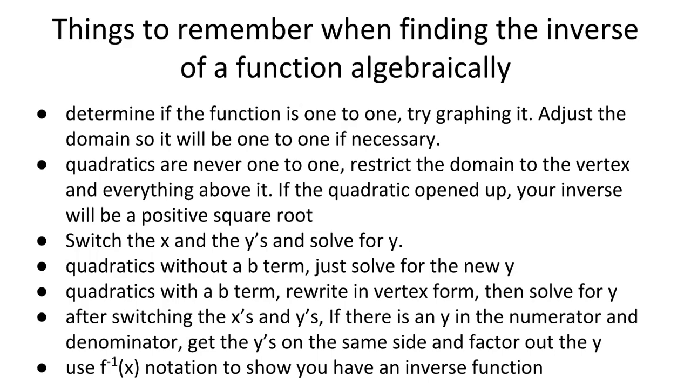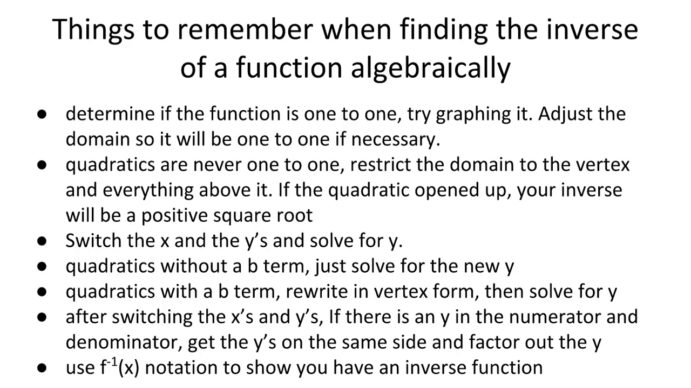Okay, now here's some things to remember when you're finding the inverse of a function algebraically. I'm not going to read all these, so pause it and make sure you get these down. But keep in mind, if you need to find out if a function is one-to-one, graph it in your graphing calculator and make sure it passes the horizontal line test. If it's not going to pass, then we need to restrict the domain. Quadratics are never one-to-one, so always restrict the domain. And a good way to do that is to look at the vertex.